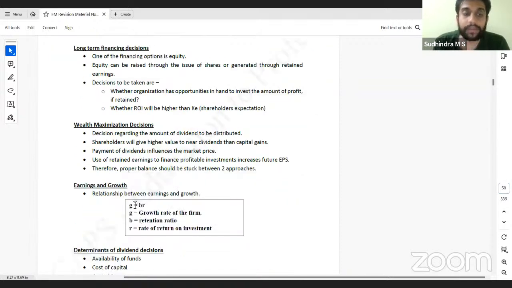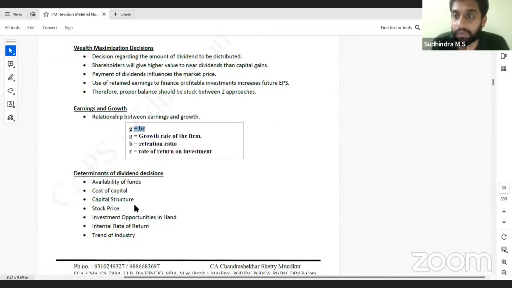G is equal to B into R. Now, what are the determinants of dividend decisions? Which are the factors that will influence the dividend decisions? Can be asked. Availability of funds. If funds is not available, no dividend.